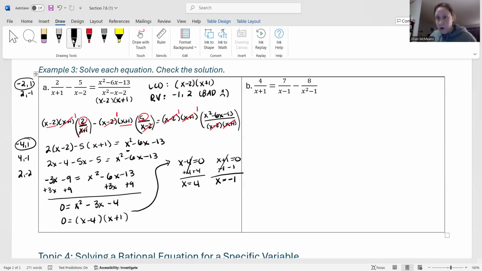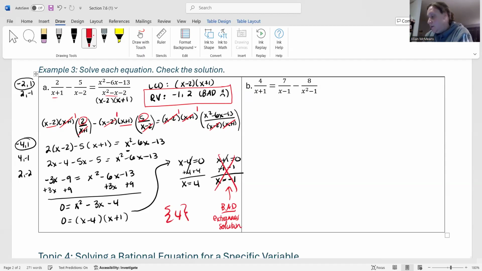They're beautiful. However, you have to go back to your original work where you found the LCD and your restricted values. Notice our restricted values right here, negative 1 and 2, are bad. This value right here is bad. This is an extraneous solution. We have to toss it. It cannot be part of our solution set, because if we were to say x is negative 1, when we plug negative 1 in here and again in here, we would get a 0 in the denominator, which makes the whole thing undefined, which can't happen. So for this one, we would say our only solution is 4. You have to be on the lookout for those extraneous solutions.